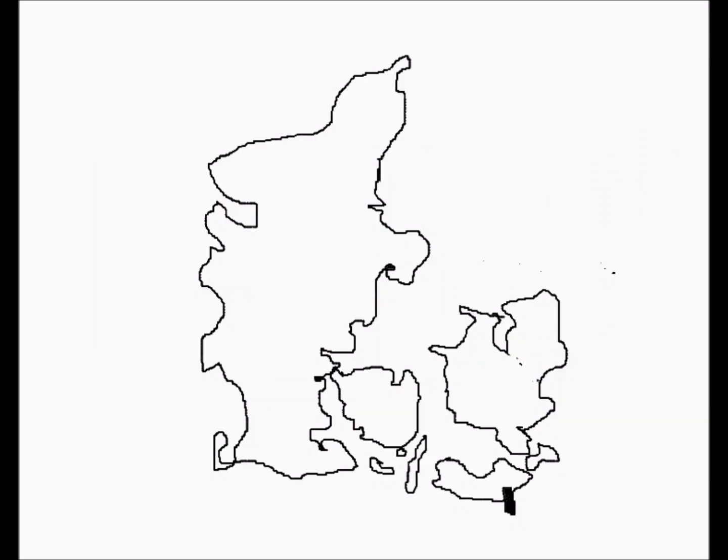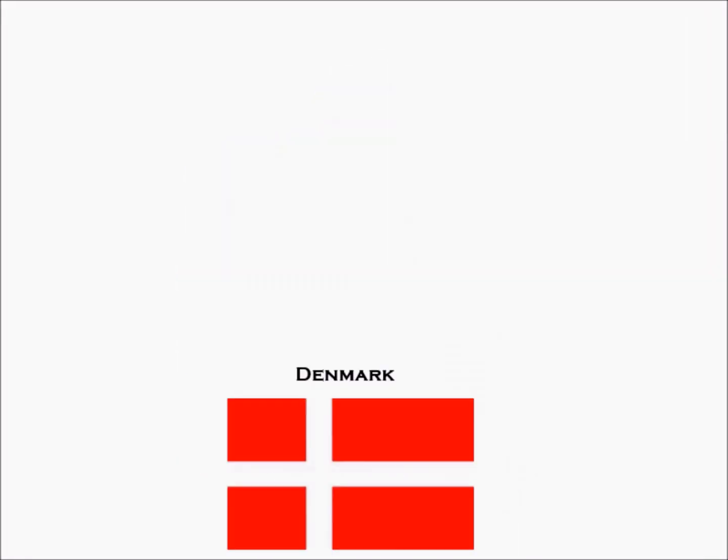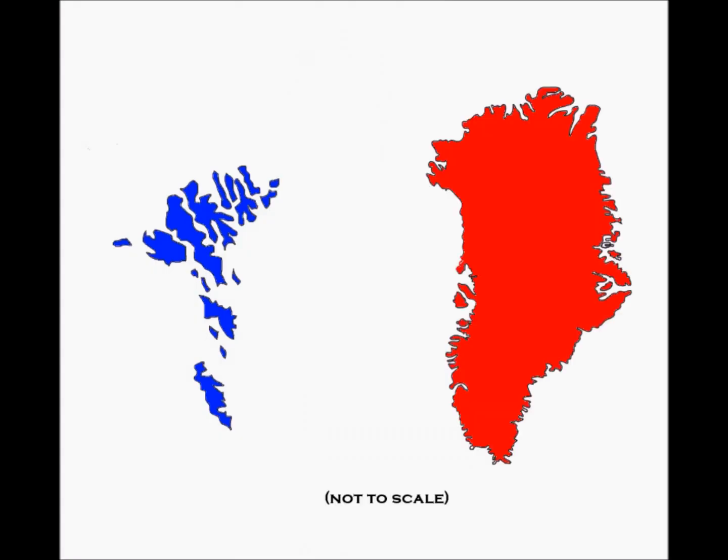First, there's the country of Denmark. Denmark itself is divided into 5 regions: Hovedstaden, Zealand, Nordjylland, Midtjylland, and Syddanmark. Within each region are the municipalities corresponding to the major cities of the country, like Aarhus and Copenhagen. The country of Denmark is part of a kingdom with the same name, which is headed by the Danish royal family. 2 additional countries also fall within the kingdom of Denmark, the Faroe Islands and Greenland.